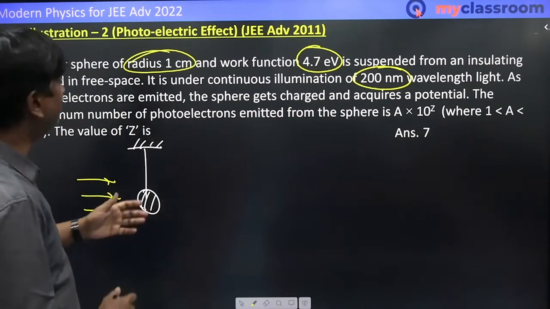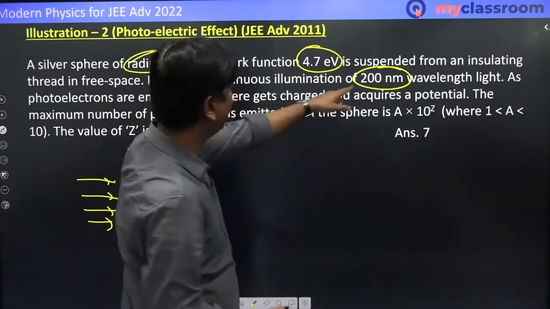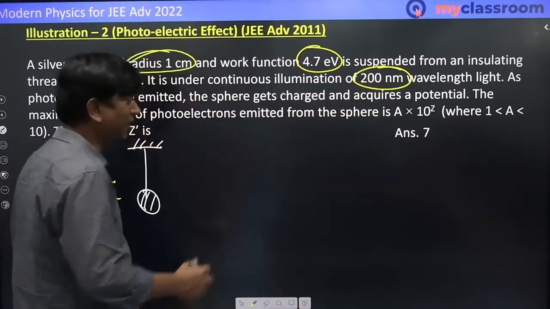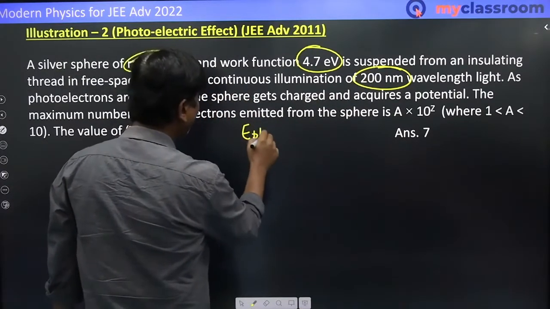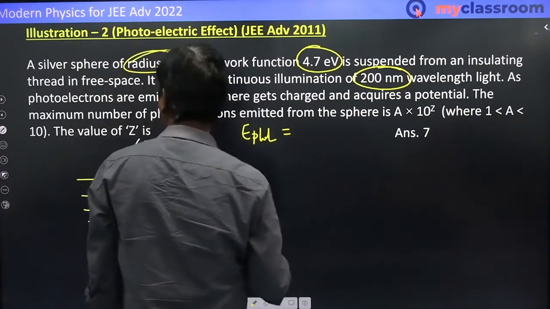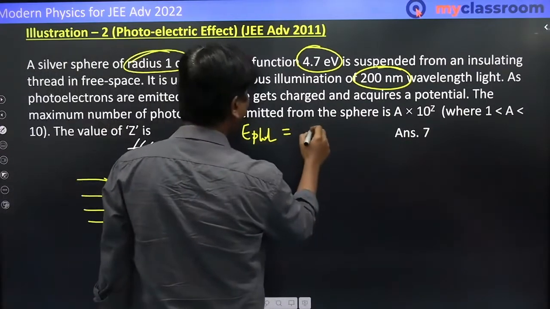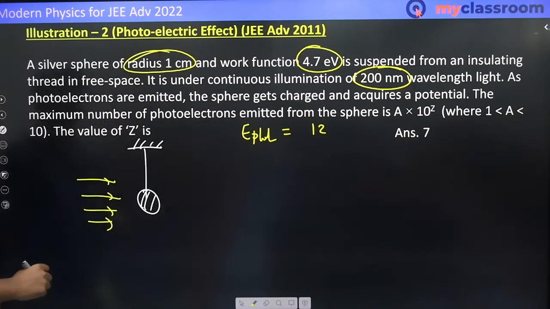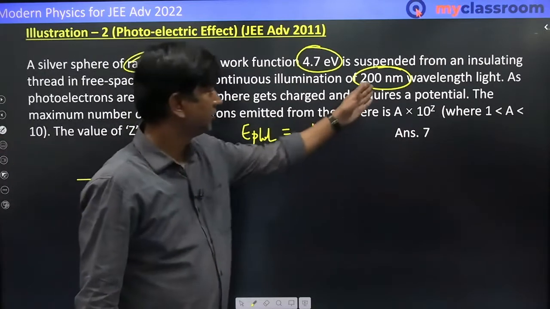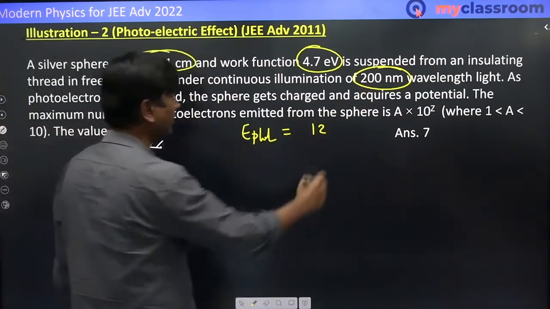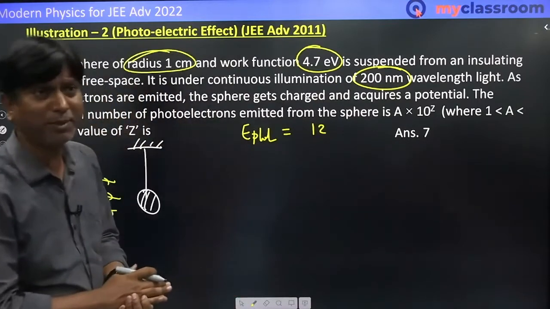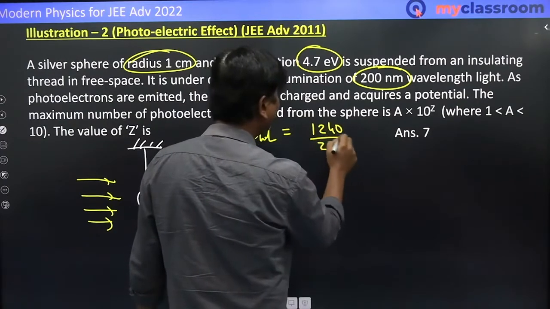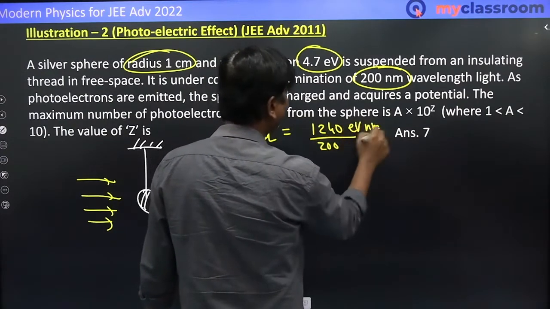For that, whenever the work function is given and the illumination of light, electromagnetic radiation of 200 nanometers wavelength, is given, immediately I will first find out the energy of each photon, right? So that is 200 nanometers. How do you convert this wavelength into electron volts? You are using hc by lambda, but a direct formula is also there. Okay, so 1240 by 200. This is 1240 electron volt nanometer by 200 nanometers.